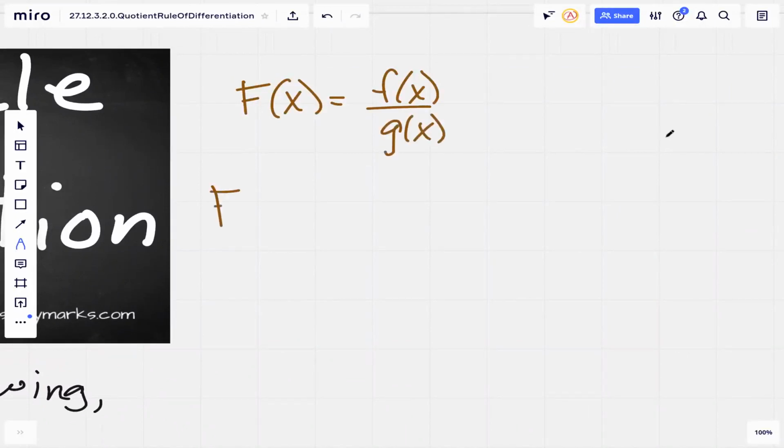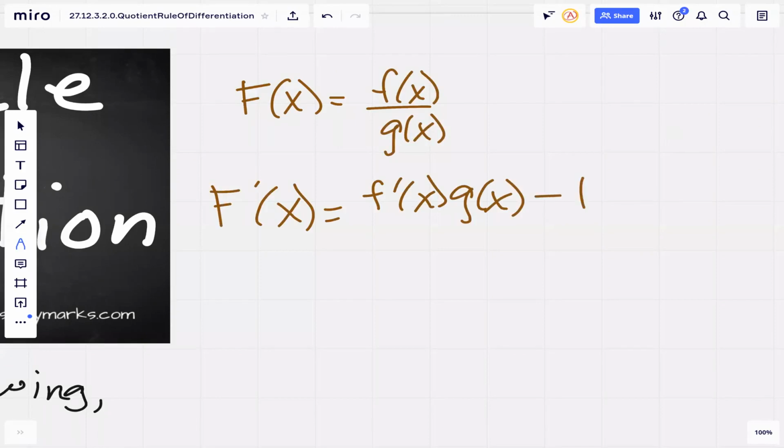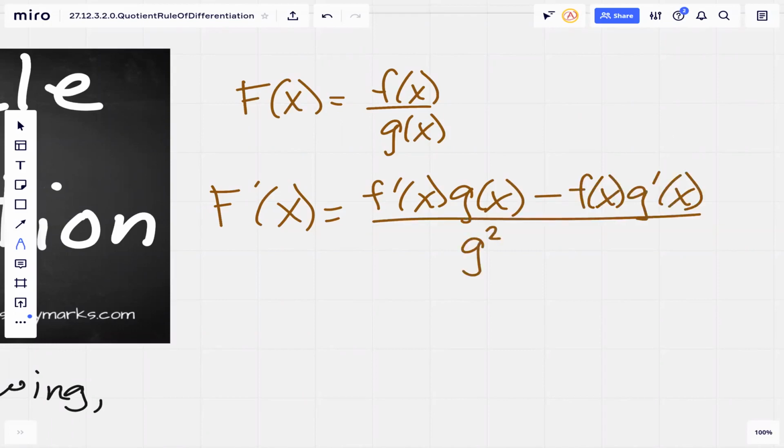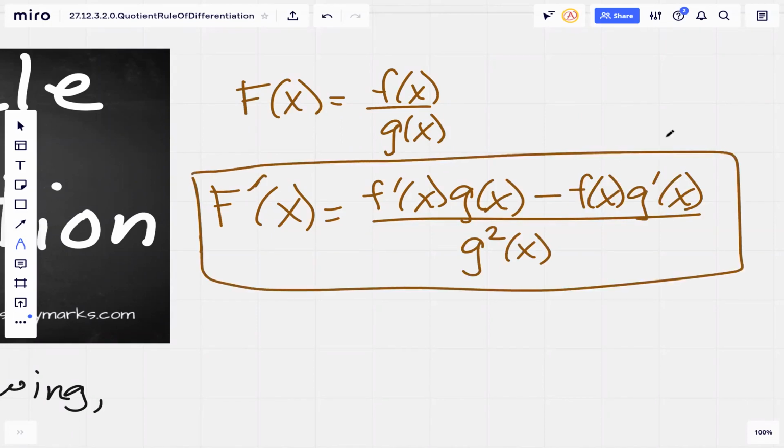Given a function capital F of x equals little f of x over g of x, our quotient rule tells us that the derivative of capital F of x equals the derivative of little f of x times g of x minus little f of x times g prime of x, all over the square of g of x. So this is our quotient rule, and we're going to apply that today.